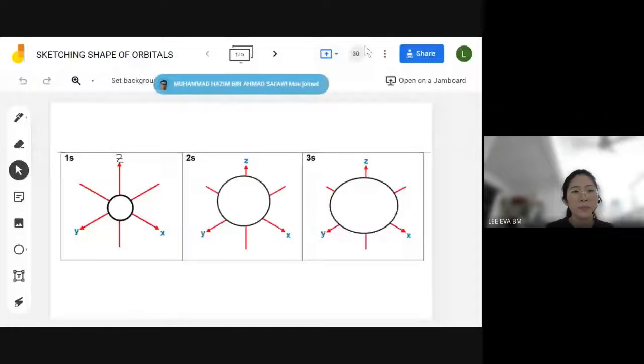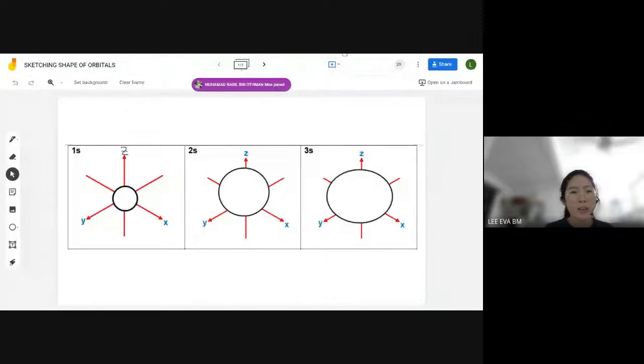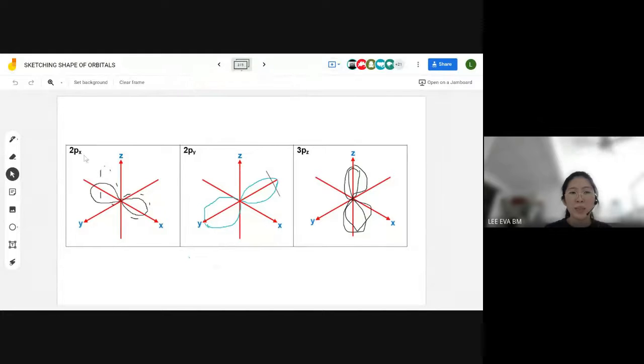Okay, so let's see your sketching. I'm going to share the screen, yeah? Okay, so for our S orbital, I think everyone is very good. So 1s smaller, 2s slightly bigger, 3s is much bigger. Difference only for the size. Okay, and then for 2px, the lobes fall on the x-axis. Tengah-tengah ada line tak ada masalah, asalkan awak nampak kat mana dumbbell shape itu duduk.